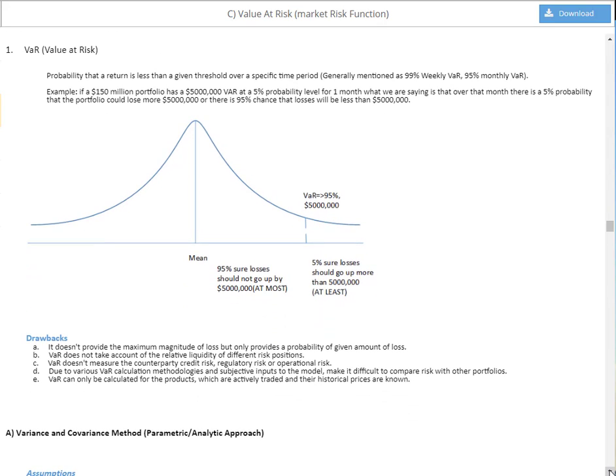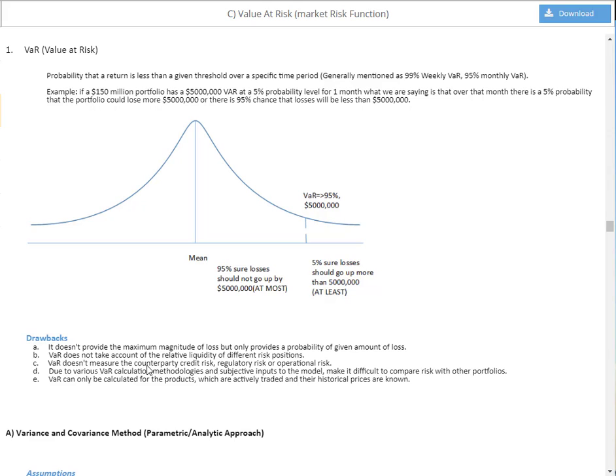There are a few drawbacks of this methodology, VAR. It doesn't provide the maximum magnitude of loss, but only provides a probability of a given amount of loss. It talks in probability terms and amount terms, but it doesn't say what the maximum loss can be, because it's only talking about 95%. But what if our losses are more, as they will be at the 100% level or 99% level? Those are not explained by the value at risk number.